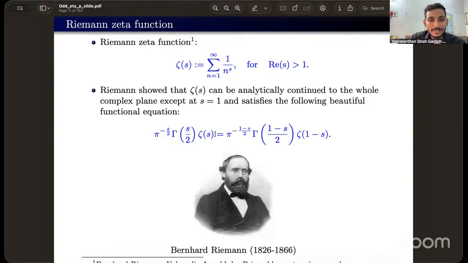And if we look at the left hand side, we have the zeta function, the gamma function, and this pi. If we know the zeta function for the right half plane, then from the left hand side we will be able to calculate the zeta function for the left half plane.